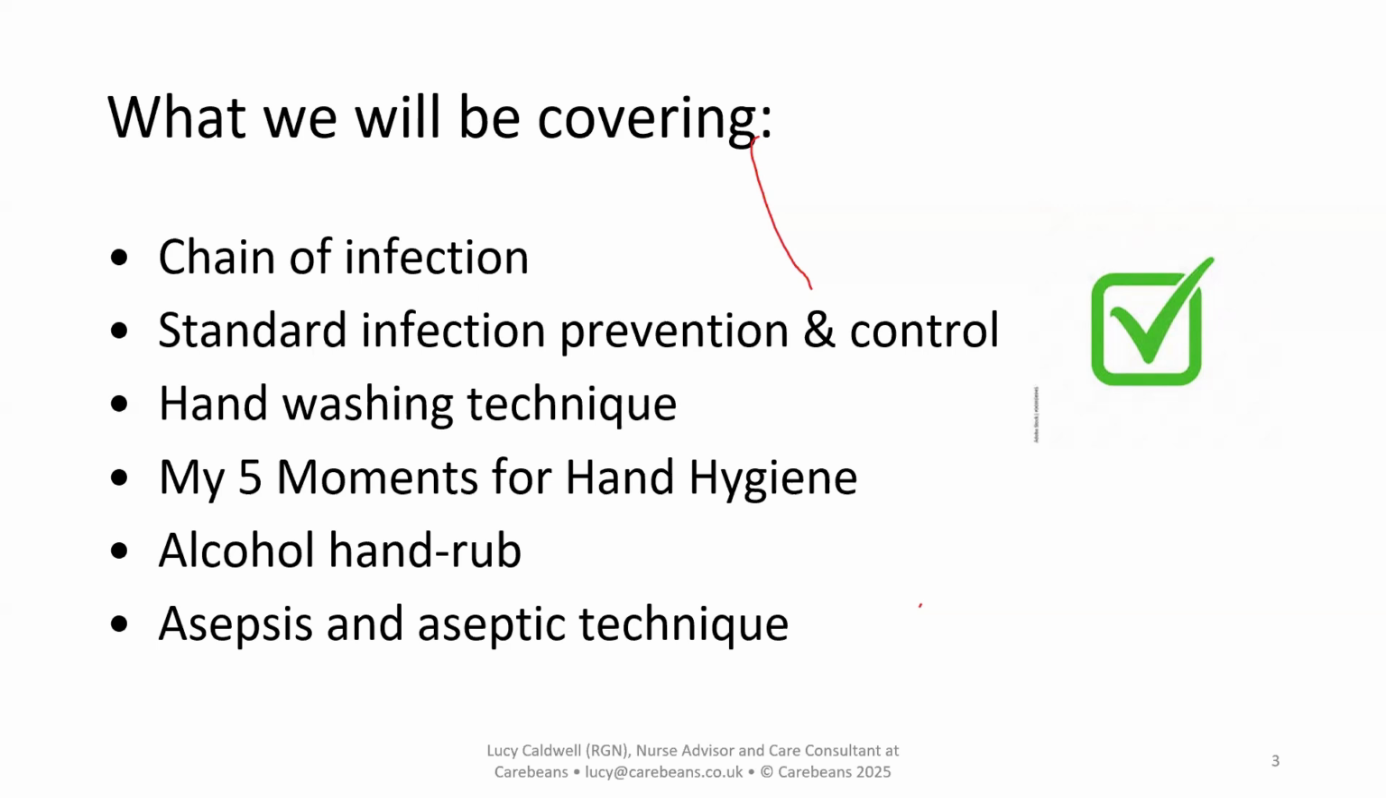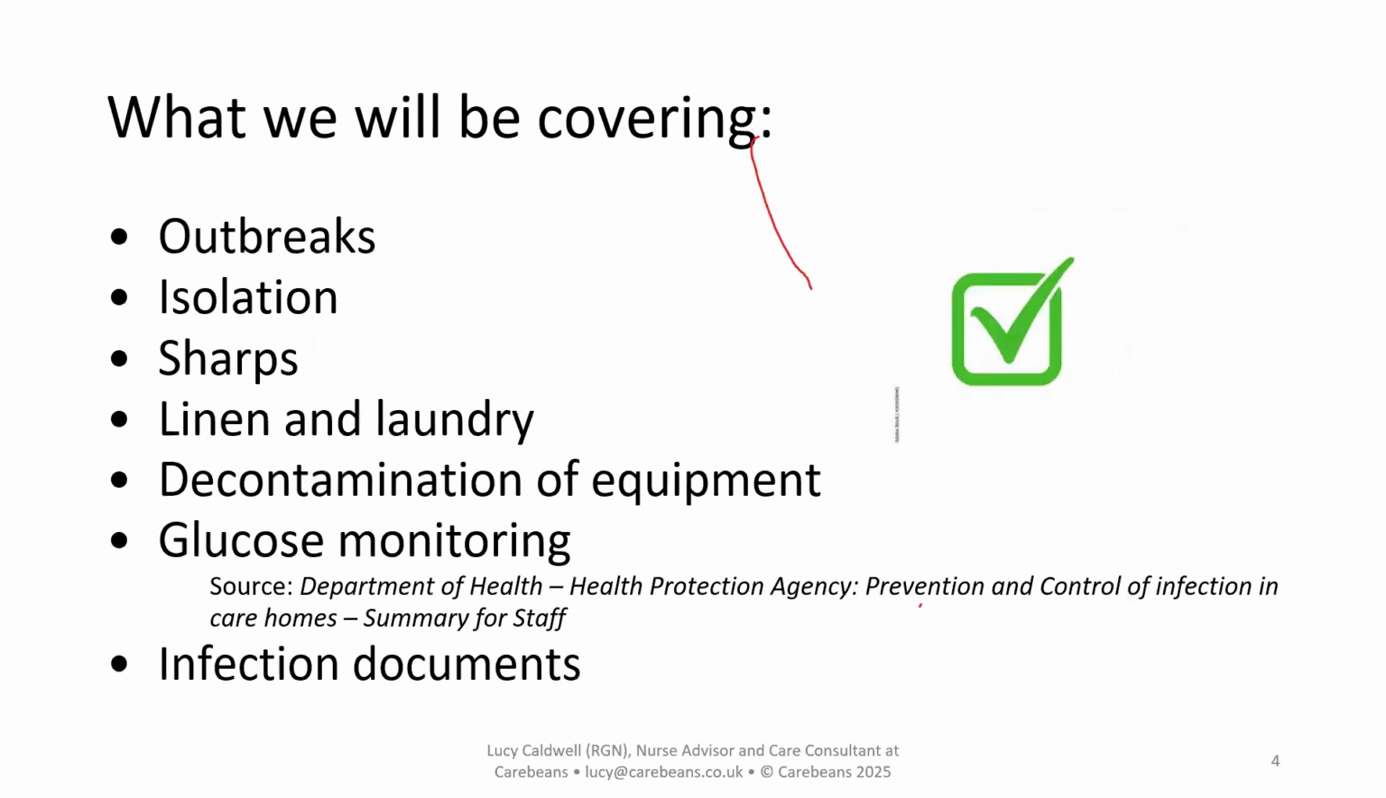We're going to be looking at aseptic techniques, so different procedures that you might do within the service, how to ensure that the equipment's kept clean and that the procedure is done in a clean way. We're going to be looking at outbreaks of infection within your service and isolation as a result of that. And then we're going to look at sharps, so the correct use of sharps, whether that's an injection or checking someone's blood glucose with a lancet.